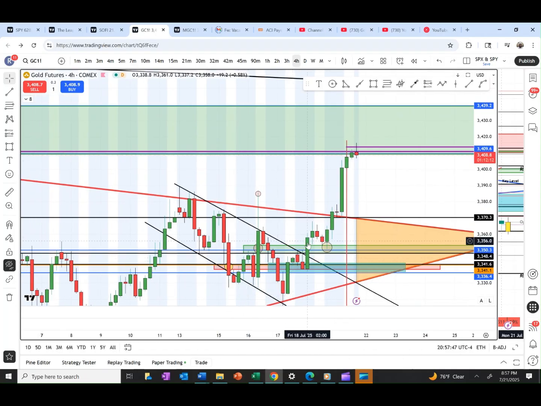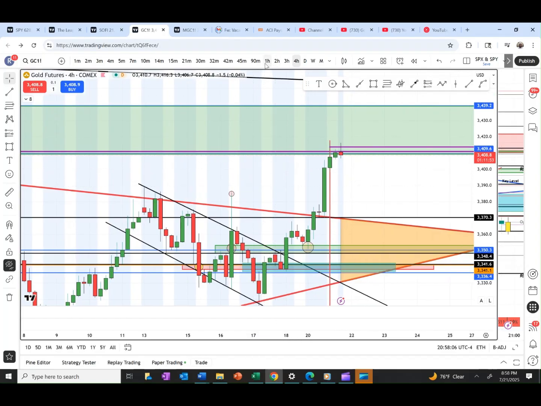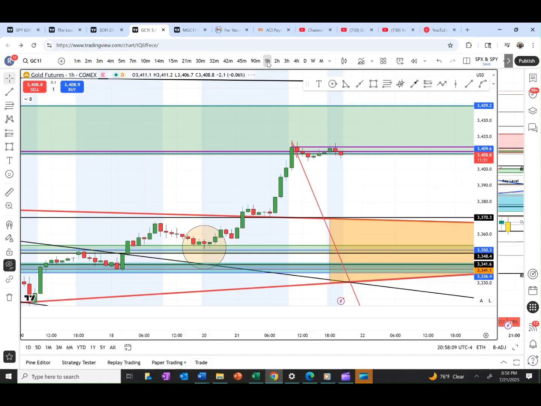We broke up outside of the channel, came back down, got support on this beautiful bullish fair value gap, and then that allowed us to push past this trend line here. We took out the highs of when they came in, and now we're currently sitting up here on the 4 hour. Now I want to bring just something else to your attention.